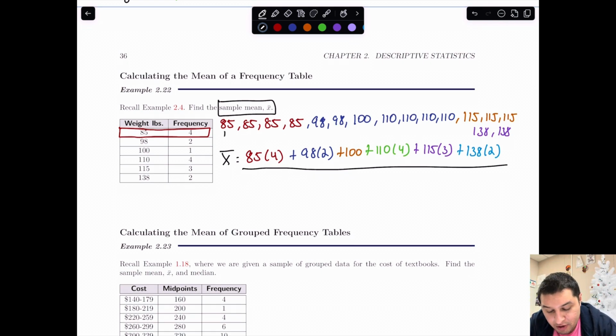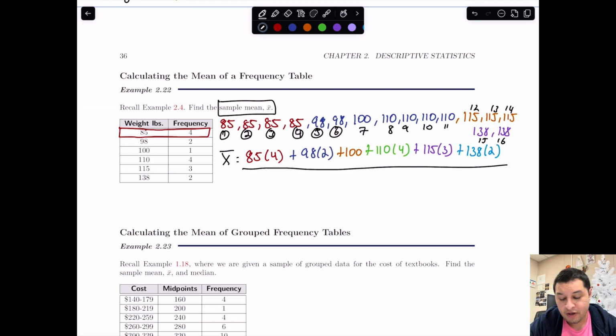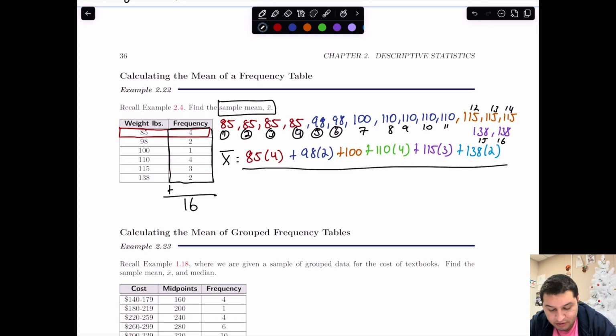Now you can count them here: 1, 2, 3, 4, 5, 6, 7, 8, 9, 10, 11, 12, 13, 14, 15, and 16. You could do it that way. You also could have just added up all the frequencies. And if you add all these numbers up, congratulations, you still get the same answer. It's going to be 16. So we can divide all of this.